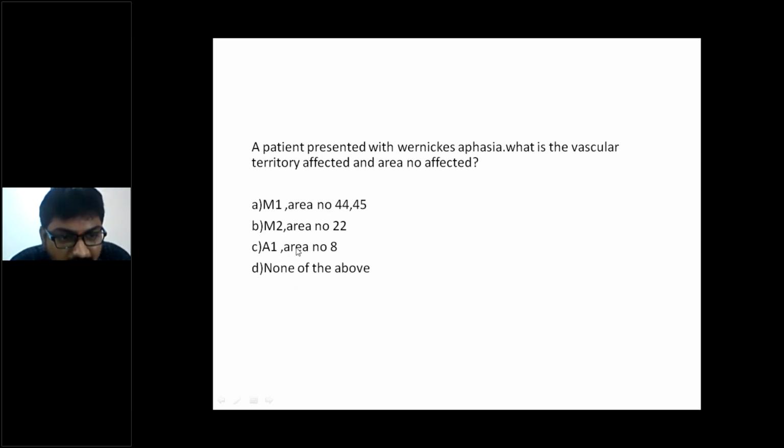And why this A1 area number 8? What is this A1 area number 8? Area number 8 is for frontal eye field. Okay. Area number 8 is frontal eye field. A1 is anterior cerebral artery. So area number 8 is frontal eye field.